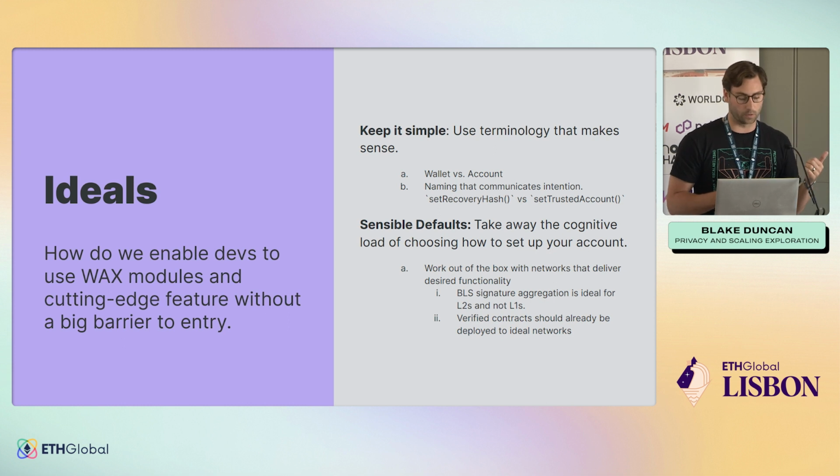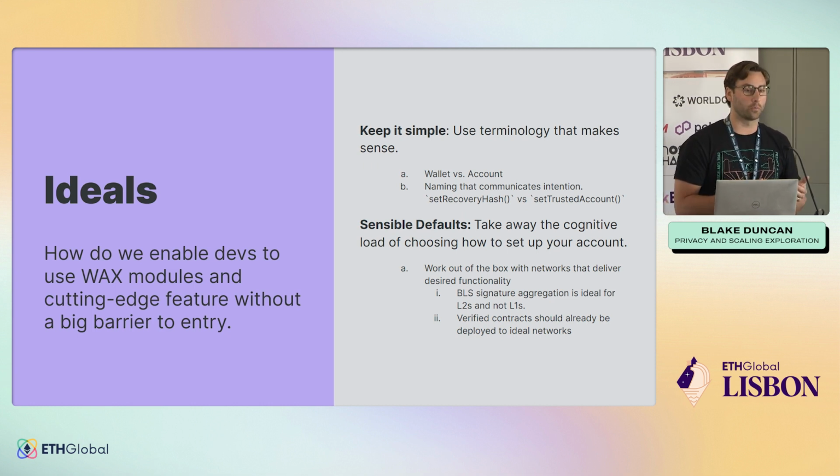And then another example, this one's both terminology and in the functionality of this function we implemented, is our V1 smart contract wallets have a form of social recovery available. And in order to set that up, you need to call the set recovery hash function on the actual wallet contract and pass it a recovery hash. But that requires you to know how to generate that recovery hash.